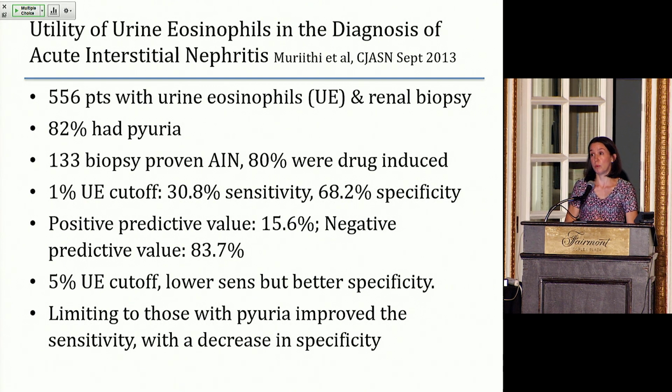So pretty poor. If they used a 5% urine EO cutoff, which was a bit more stringent, the sensitivity was even lower, but the specificity was somewhat better. They tried different things. They tried just looking at patients who had pyuria, which would make sense, and those had somewhat better sensitivity, but again, a fall in specificity.